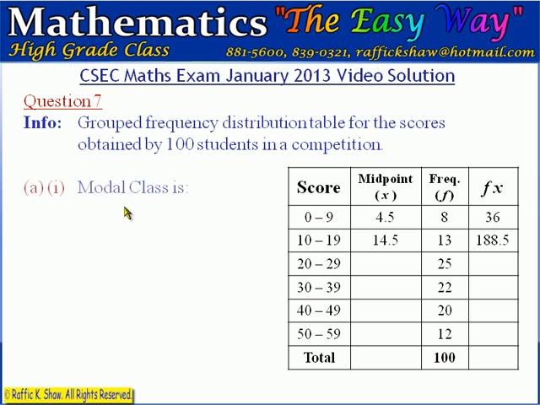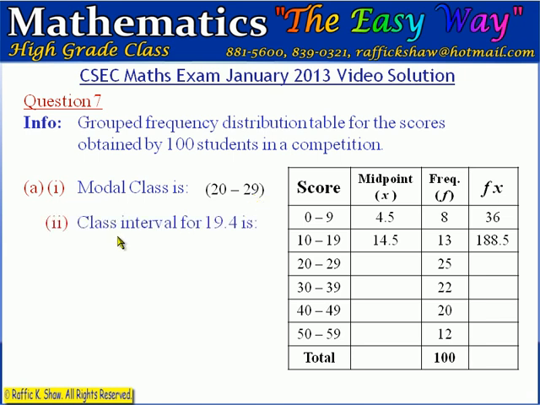Now the first part wants us to state the modal class. Now the modal class is the class which has the highest frequency. And so if we look in this frequency column, the highest frequency is 25. And therefore the class that corresponds to this highest frequency of 25 is this class. And therefore the modal class is the 20 to 29 class. And so that is the answer. The modal class is the class with the highest frequency. It is the 20 to 29 class.